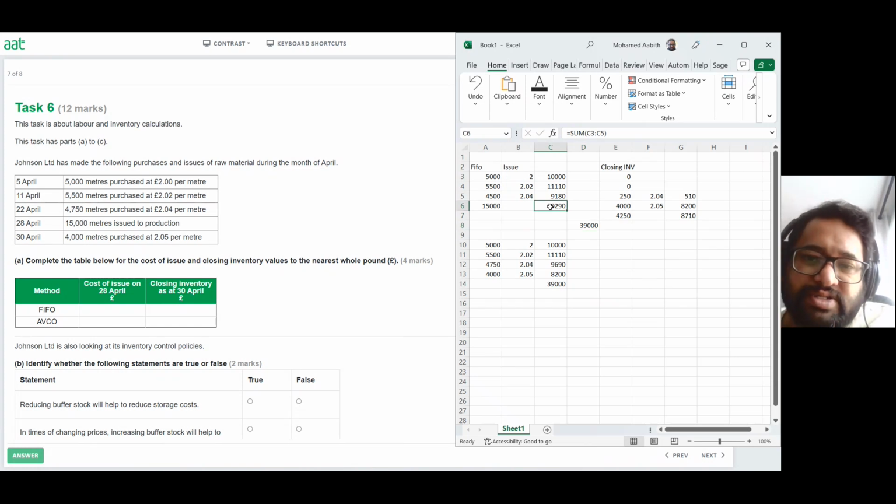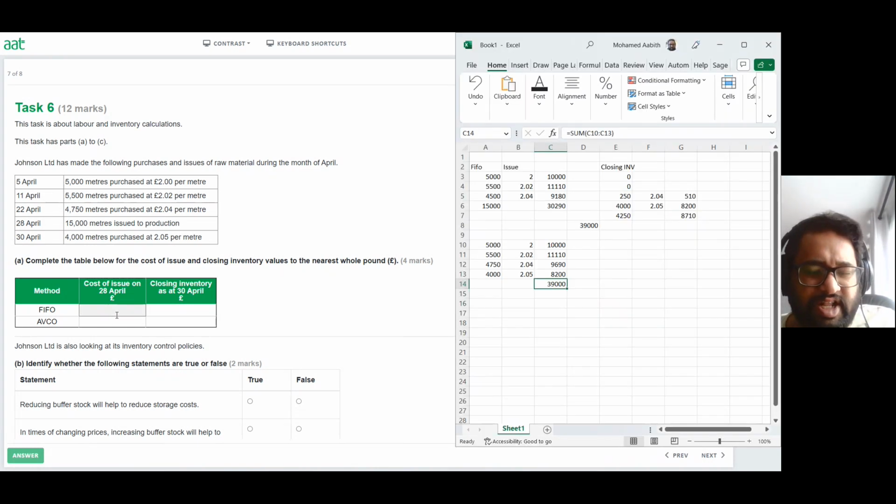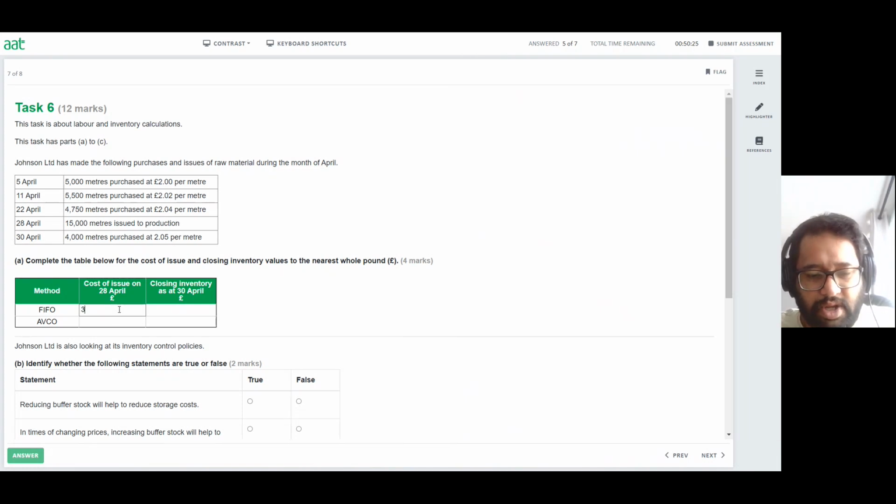This is the number of items I have issued, and this is the cost of it by using the FIFO method. And this is my closing inventory. So if you add these two, that will give you the total amount of inventory I had. So here, look at that, that is the amount of inventory I had. So here on the FIFO, I'm going to say the cost of issue is 30,290. And the closing inventory on the FIFO is £8,710. Okay, so you just have to be very prudent with this kind of calculation. You need to write these down in a way that can help you with your further calculations.